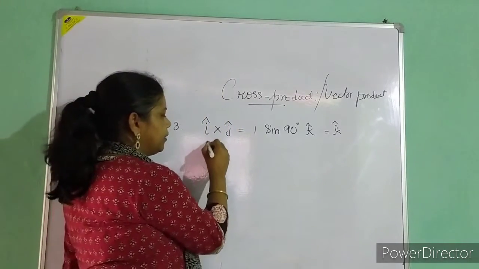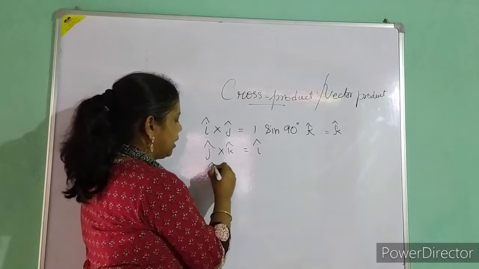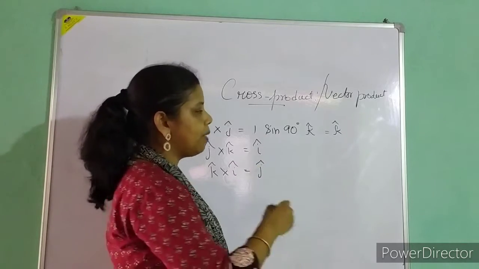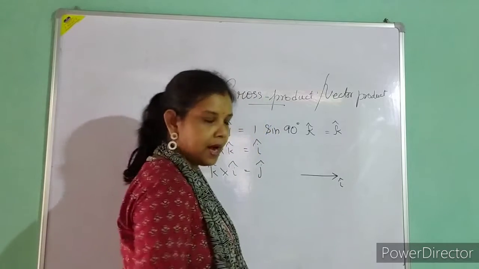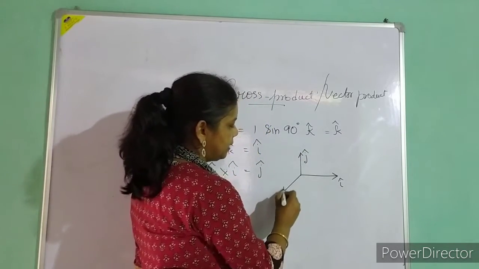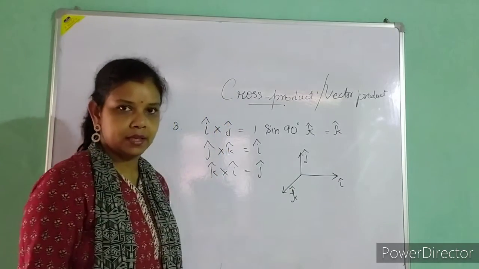Similarly, if I write J cross K, it will become I. If I write K cross I, it will become J. Now you might ask me, ma'am, how have I written this? So this is my x-axis which I have considered I. This is my y-axis which I have considered J. And this is my z-axis which I have considered K. You always think in this way.